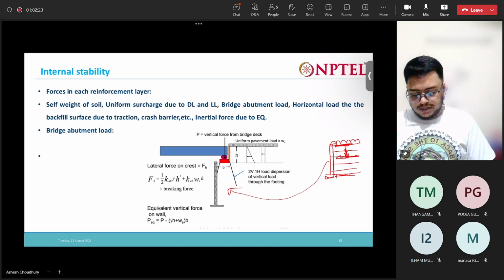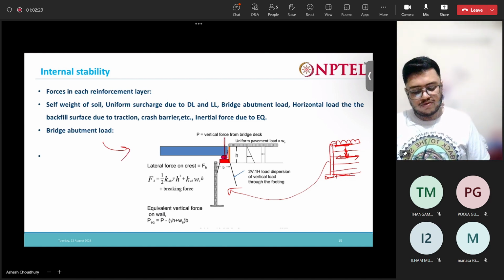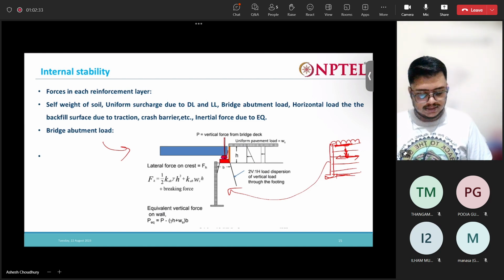Now here it is described how to actually calculate the bridge abutment load. So we have some vertical load that is coming from the bridge deck, and the other part is the load due to this part, this pavement load and the load due to the backfill.